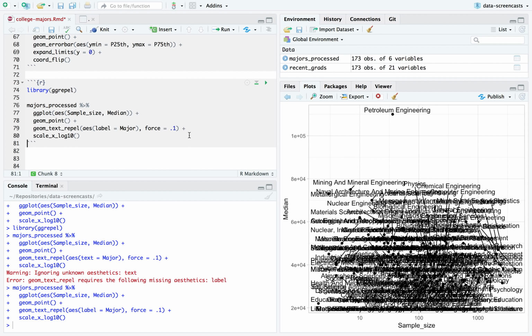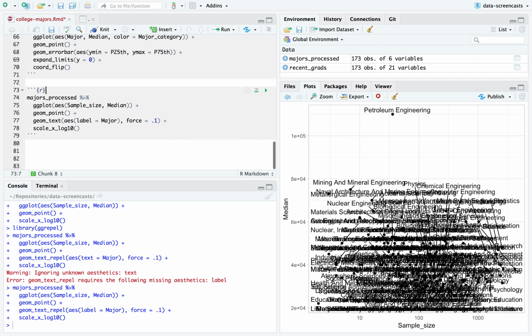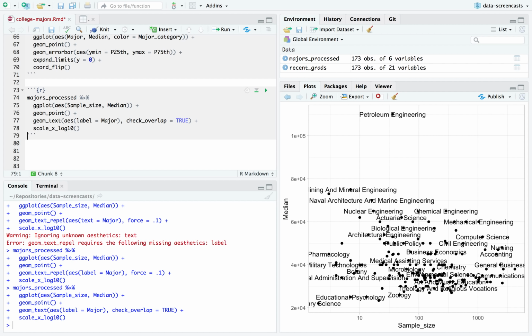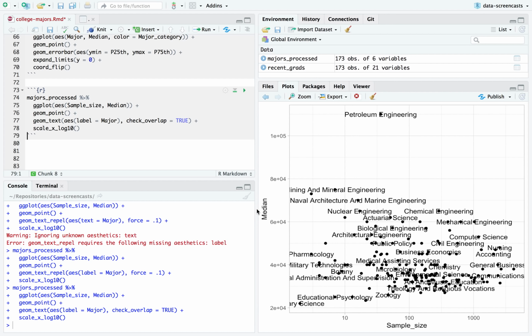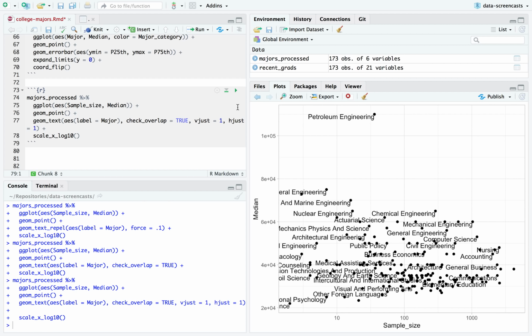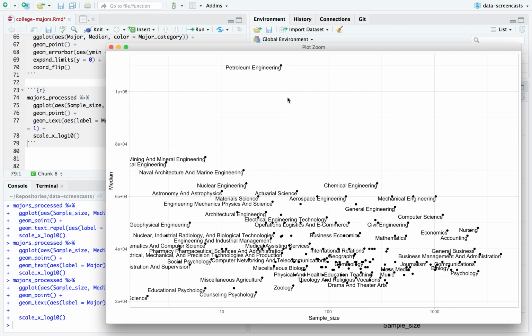Text repel is never going to work on that. That looks terrible. That's why I was trying to label every single point. That looks rotten. I meant to do check_overlap equals TRUE, where this is not going to show every point. It's going to show as much of the text as it can. This is built into ggplot2, and I love this feature. vjust equals 1, hjust equals 1 is going to put them a little below and to the left of each point. That's a pretty solid graph.